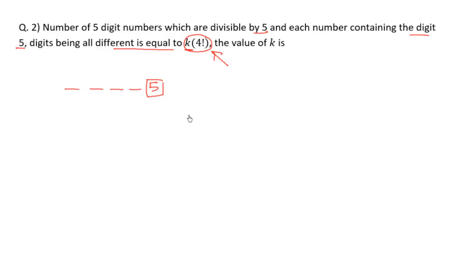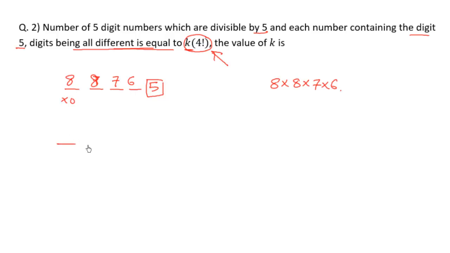So let us take the case in which the last digit is 5. Once this digit is fixed, no other digit will be 5, because we have to consider all digits to be different. This place cannot be 0 because it will not be a 5-digit number, and it cannot be 5 also. So definitely this place can be done in 8 ways. This place can again be done in 8 ways because now we can use 0. This place can be done in 7 ways and this place in 6 ways. So clearly the answer for this part would be 8 into 8 into 7 into 6.